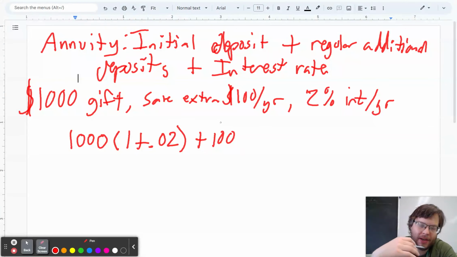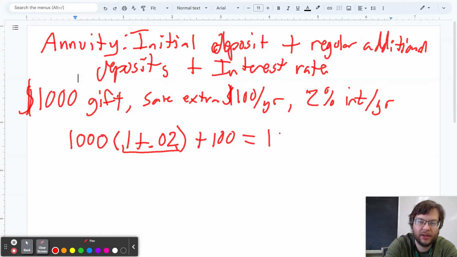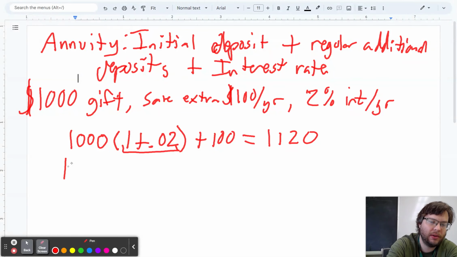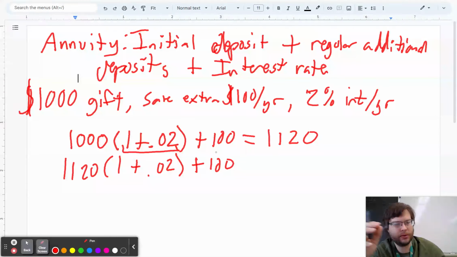Well, what's going to happen at the next year? Well, first let's get this intermediate step. So 2% would be $20. So you have $1,020 from the 2% plus 100, so $1,120. And then the next year you have 1,120, 2% of that plus another 100. And this right here, you can see, I hope, that there is some repetitive structure going on.